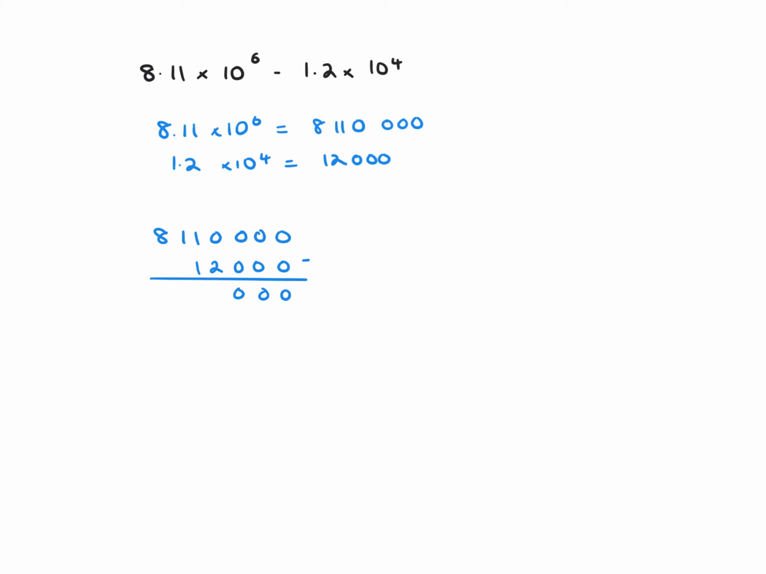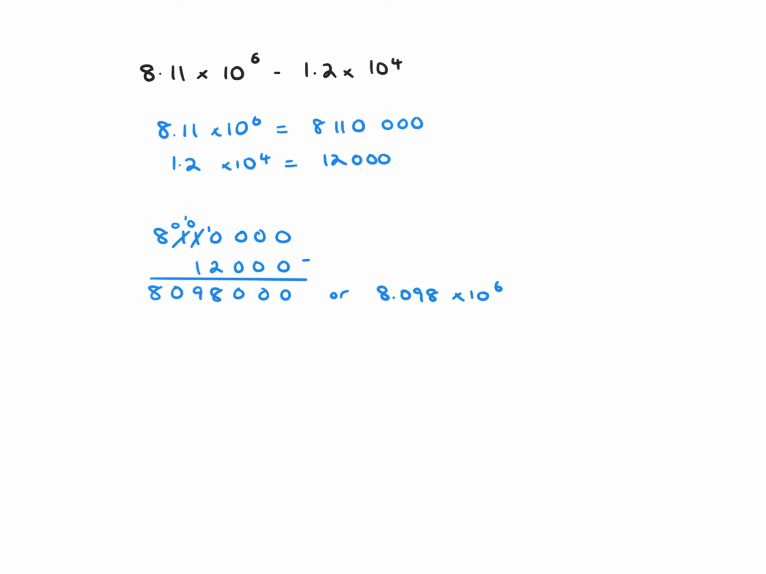We can now use the column method to perform this subtraction. 0 minus 0 is 0. We want to work out 0 minus 2, so we'll have to borrow from this column, making this a 10. And then we do 10 take away 2, which is 8. We now want to work out 0 minus 1, which we can't do using the column method, so we borrow again. And 10 take away 1 is 9. 0 take away 0 again is 0, and 8 take away 0 is 8. And so we get the number 8,098,000, which we could write in standard form as 8.098 times 10 to the power of 6.